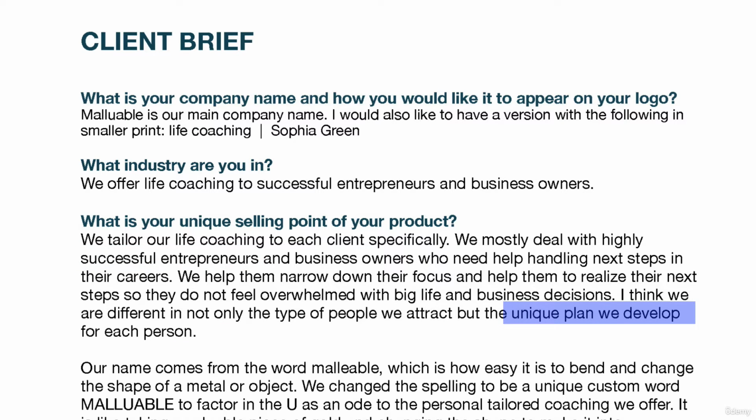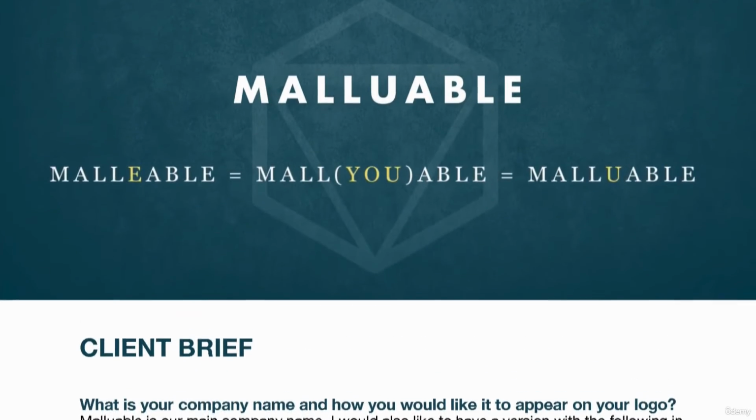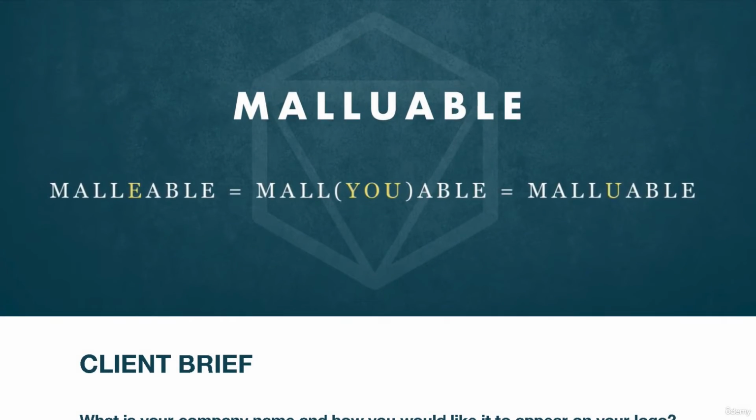I think we are different in not only the type of people we attract, but the unique plan we develop for each person. Our name comes from the word malleable, which is how easy it is to bend and change the shape of metal or an object. We changed the spelling to be a unique custom word, malleable, to factor in the U as an ode to the personal tailored coaching we offer. It's like taking a valuable piece of gold and changing the shape to make it into something better.